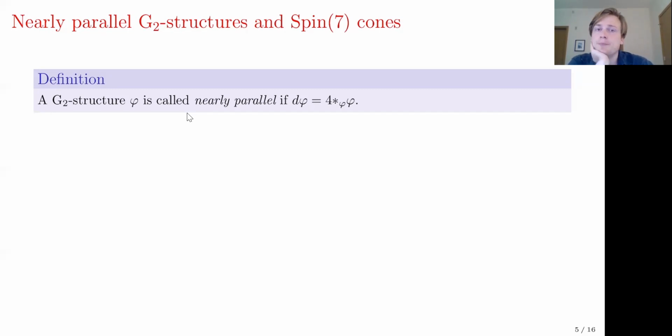Now this is a nonlinear equation because to get the metric and the volume form from phi requires doing some nonlinear operations, and then getting the Hodge star, you could do more nonlinear operations. So this object on the right-hand side is a nonlinear combination involving phi. So this equation asking a G2 structure to be nearly parallel is a nonlinear requirement.